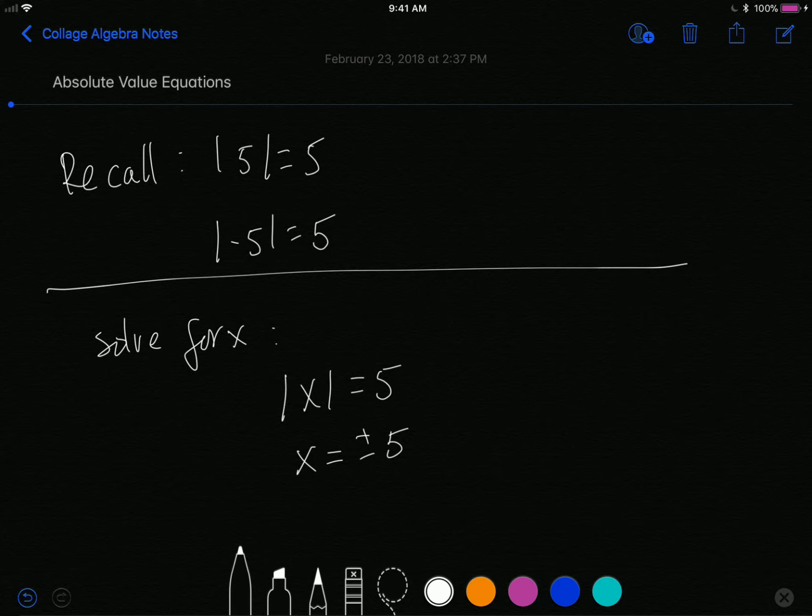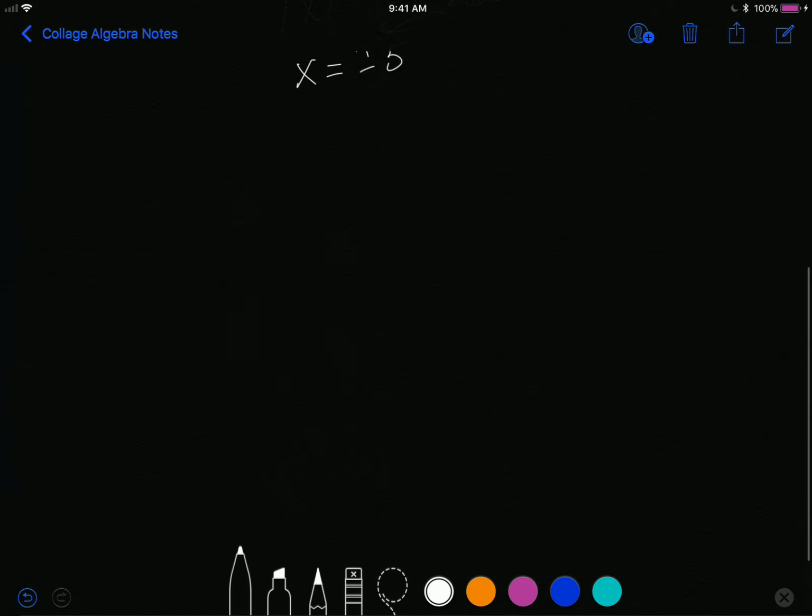When you drop the absolute value signs, when you remove the absolute value signs, you add a plus or minus to the other side of the equation. You add a plus or minus to the other side of the equation, and that helps us get to our answer. So let's try an example that's a little bit harder.